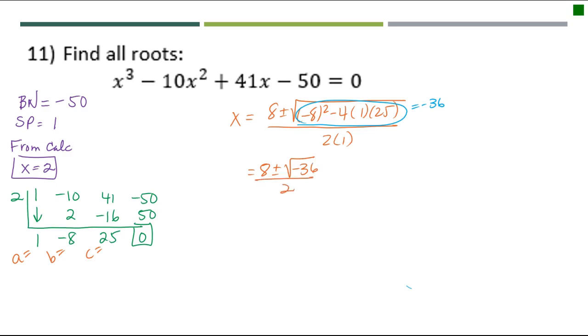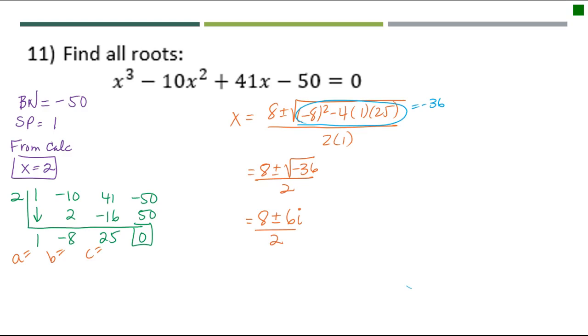36 is a perfect square, and I also have a negative under my radical. So I'm going to do a couple things. I have 8 plus or minus. The square root of 36 is 6, and then the i comes out. So I don't have a radical anymore because 36 is a perfect square, so there's no radical, and then the i came outside. All right, so everything's over 2.